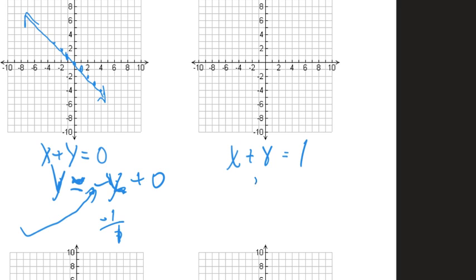This one has y equals negative x plus 1. We just subtract x from both sides of the equation. So start up at 1, down 1 over 1, down 1 over 1, down 1 over 1. It should be a negative slope because we have a negative here.